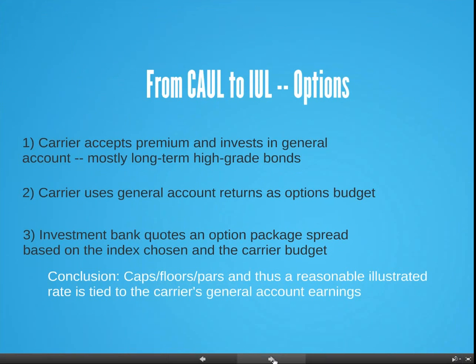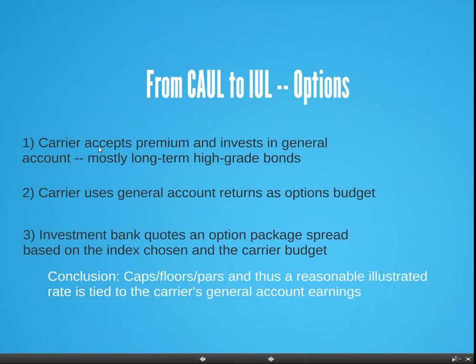We have to understand how we get from current assumption to index products. Basically, index products are very close to your traditional current assumption UL, except with a twist. They have the options in there. The company buys options. So here's how it works. The carrier accepts premiums from your client. They invest it in their general account, which is mostly long-term high-grade bonds. Okay, right there, that's a current assumption UL, right?